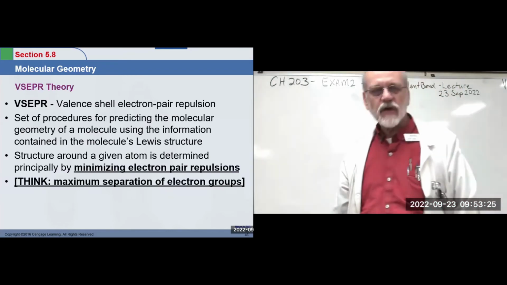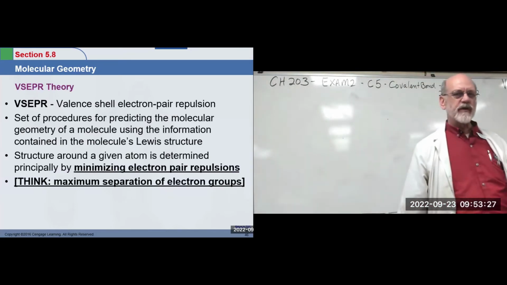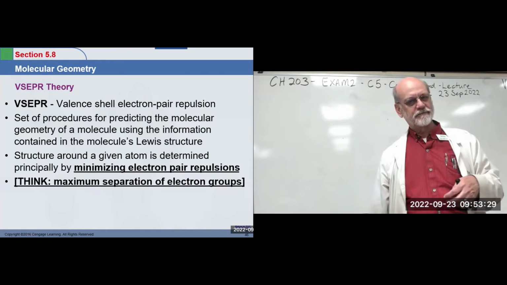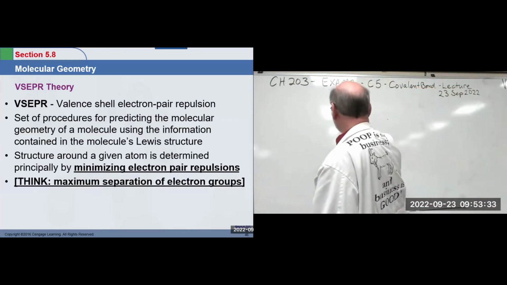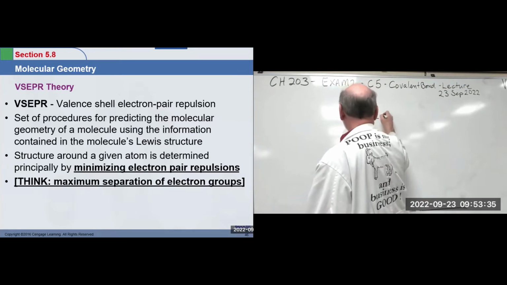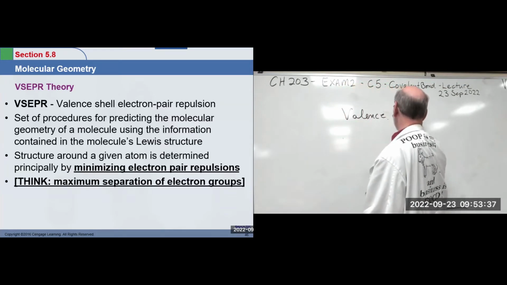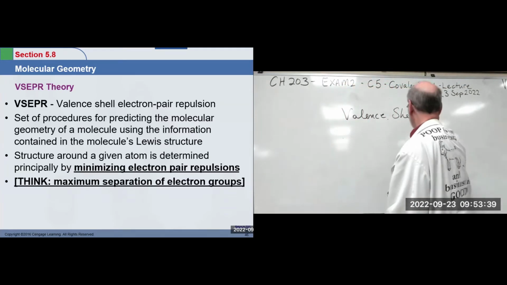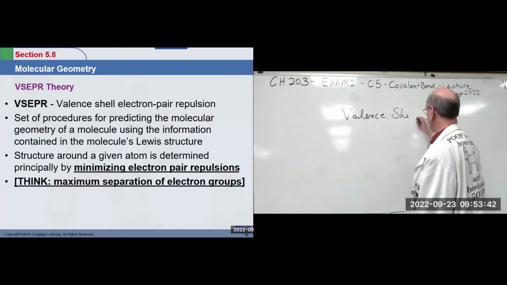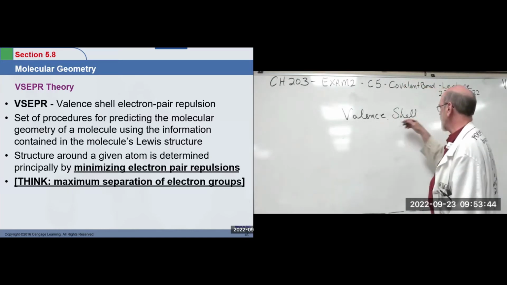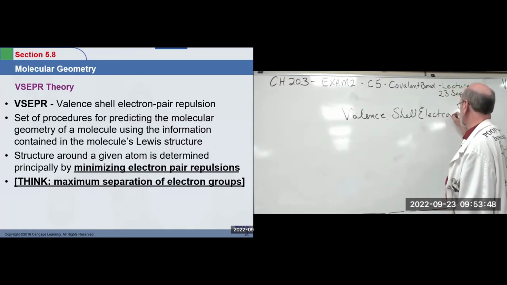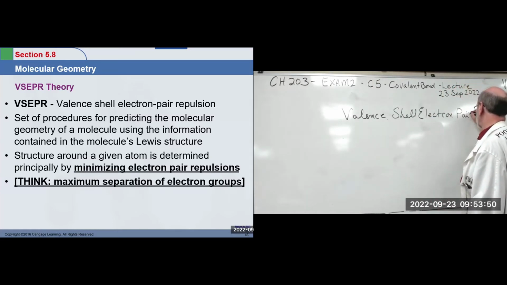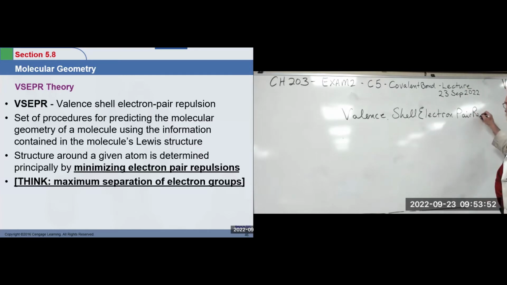All right. So in order to do that, we're going to use this theory called VSEPR. VSEPR is short for valence shell electron pair repulsion.